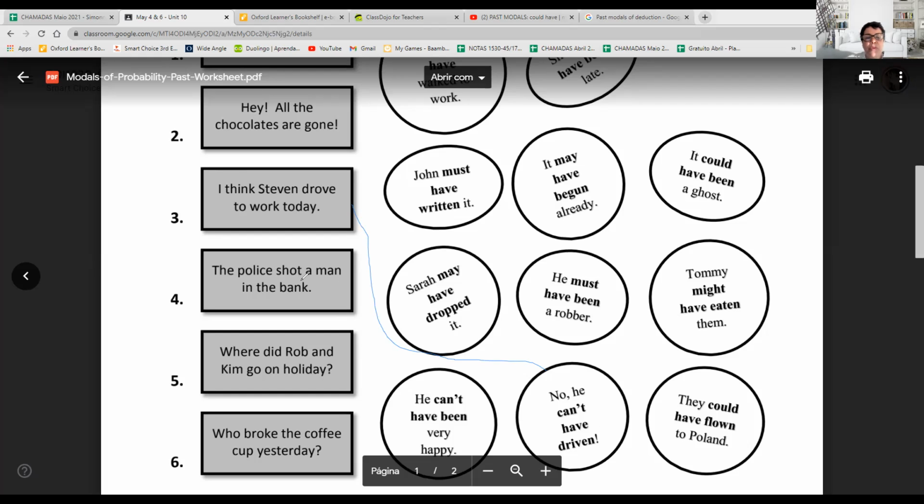One more. The police shot a man in the bank. What deduction can you make about it? Oh, very nice. He must have been a robber. Excellent. Next one. Where did Rob and Cam go on holiday?